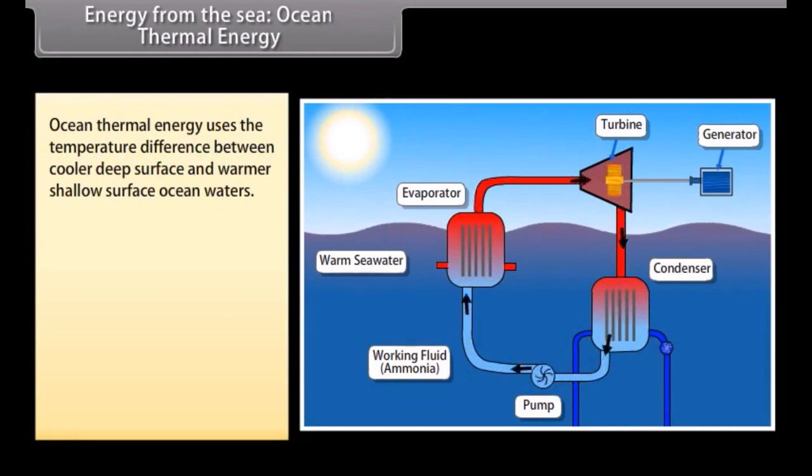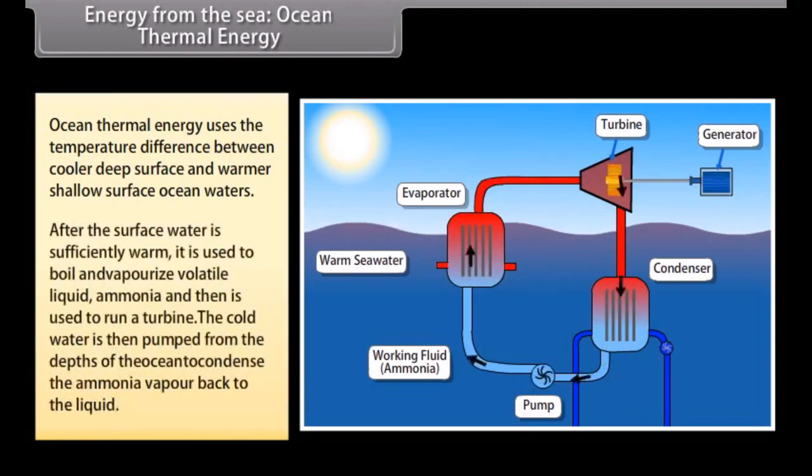Energy from the sea, ocean thermal energy. Ocean thermal energy uses the temperature difference between cooler deep ocean water and warmer shallow surface ocean waters to run a heat engine and produce a useful form of energy, mainly electricity. The heat engine gives greater efficiency and power when it is run with a large temperature difference. In the oceans, the temperature difference between surface and deep water is greater in the tropical areas, and in other areas it is a modest 20 to 25 degrees Celsius.